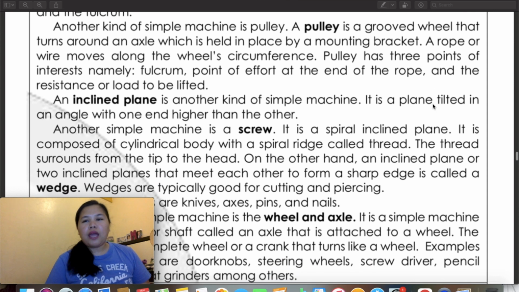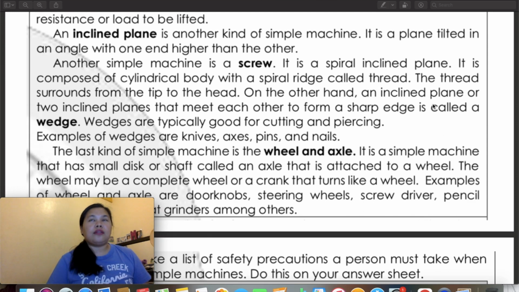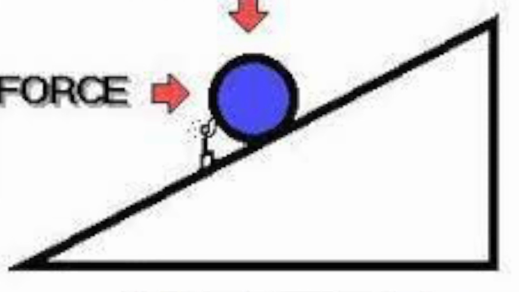A pulley is a grooved wheel that turns around an axle which is held in place by a mounting bracket, and a rope or wire moves along the wheel's circumference. Pulley has 3 points of interest, namely the fulcrum, point of effort at the end of the rope, and the resistance or load to be lifted. Next is inclined plane. An inclined plane is another kind of simple machine. It is a plane tilted at an angle with one end higher than the other.